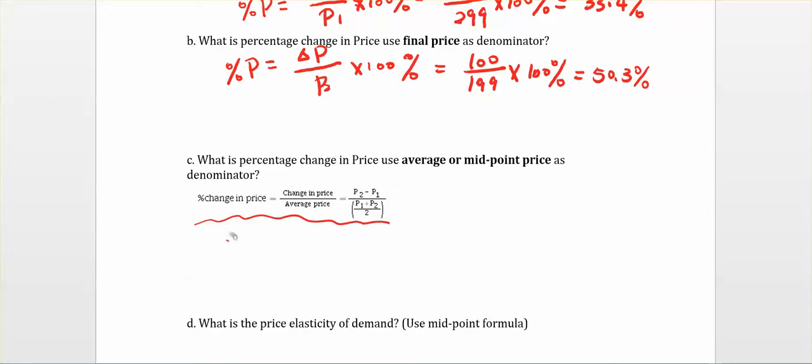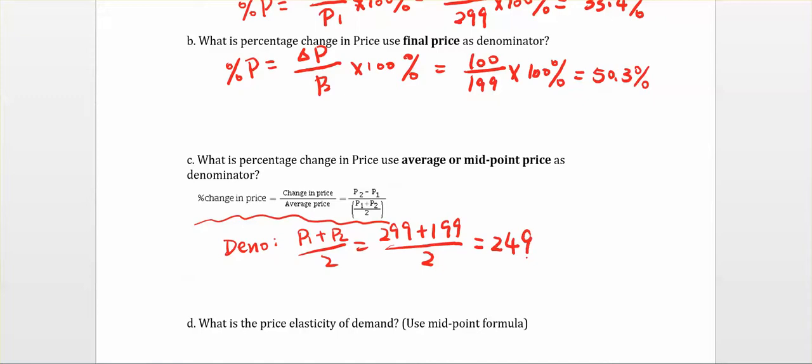Let's calculate the denominator first. We use P1 plus P2 divided by 2. So we have 299 plus 199 divided by 2. And what do we get? We get 249. This is the average price.